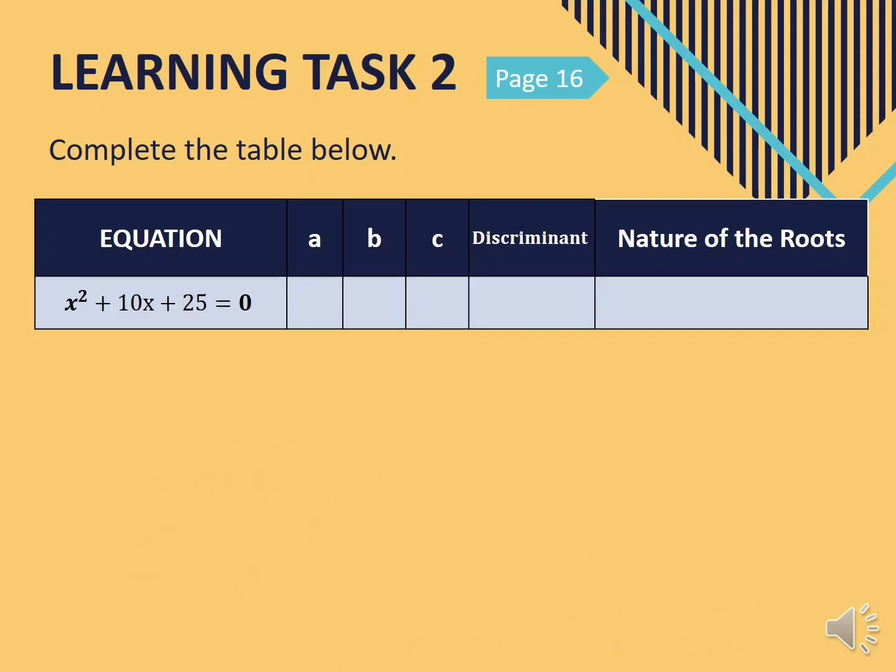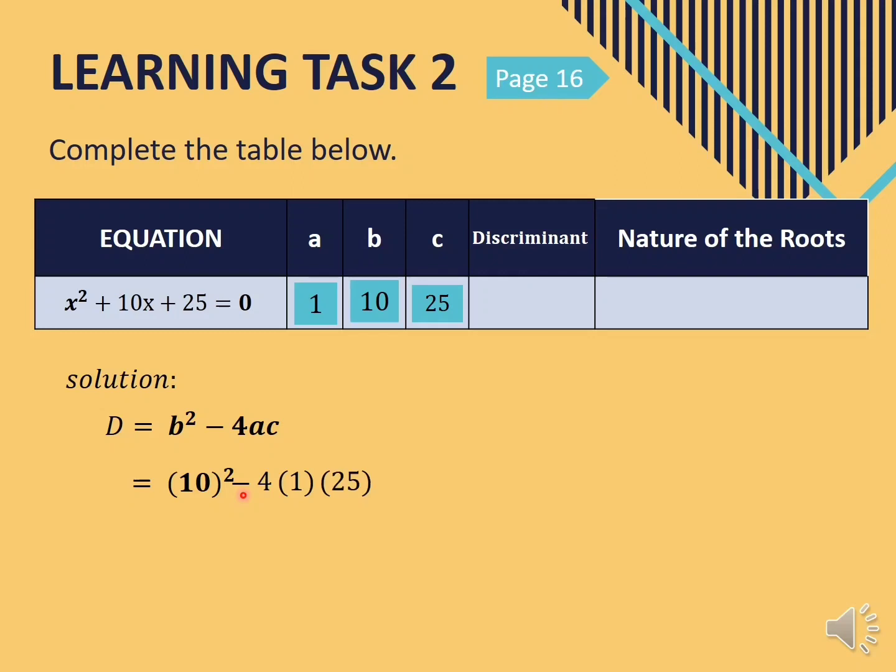Our third example, we have x squared plus 10x plus 25 is equal to 0. Find the values of a, b, c. A is 1, b is 10, and c is 25. And the discriminant is equal to, okay, let us substitute. So, b is equal to 10. So, we have 10 squared minus 4 times. What is a? We have 1. What is c? We have 25.